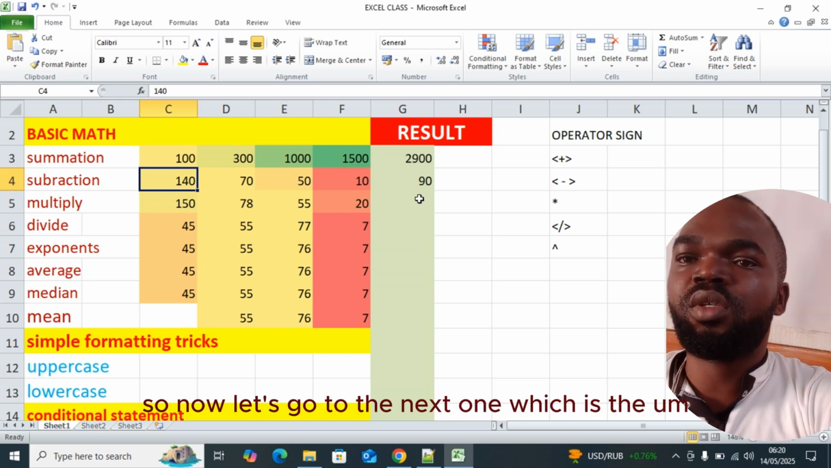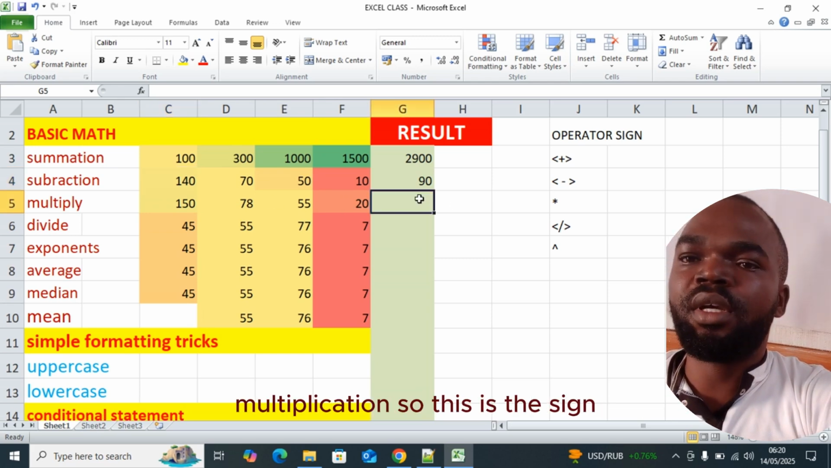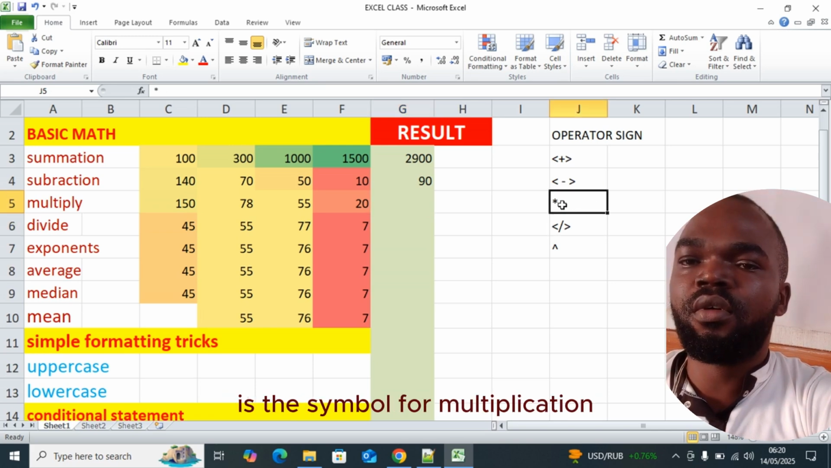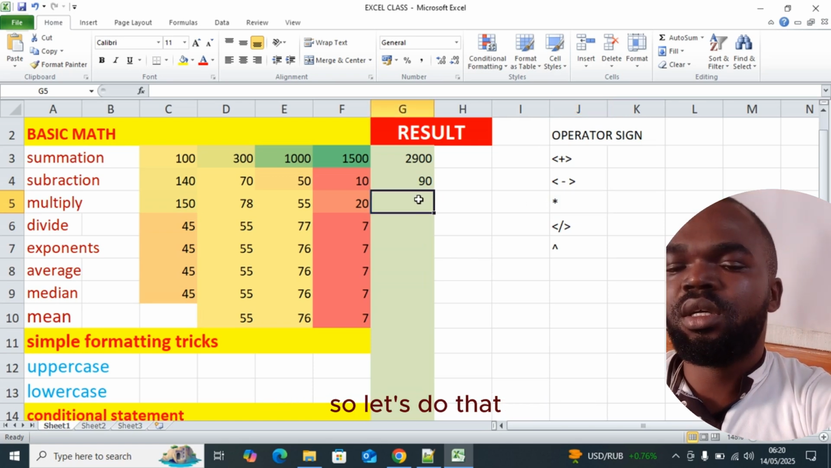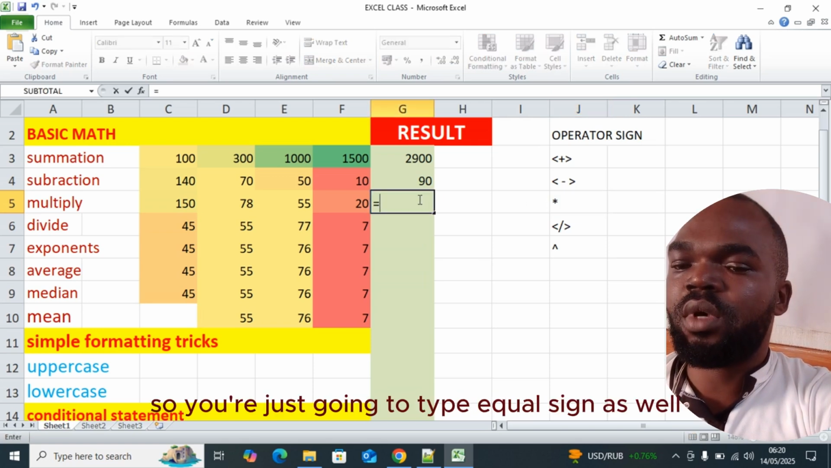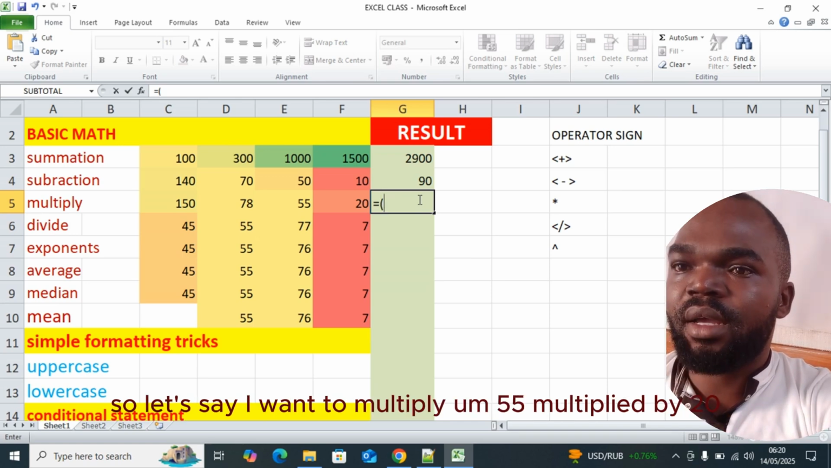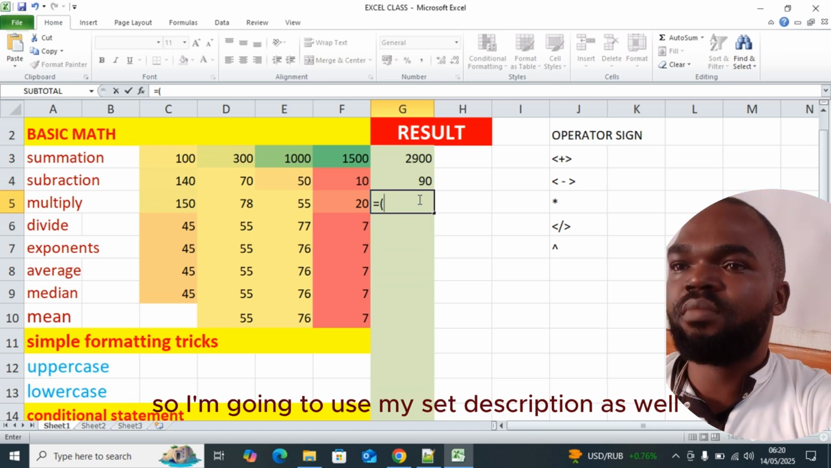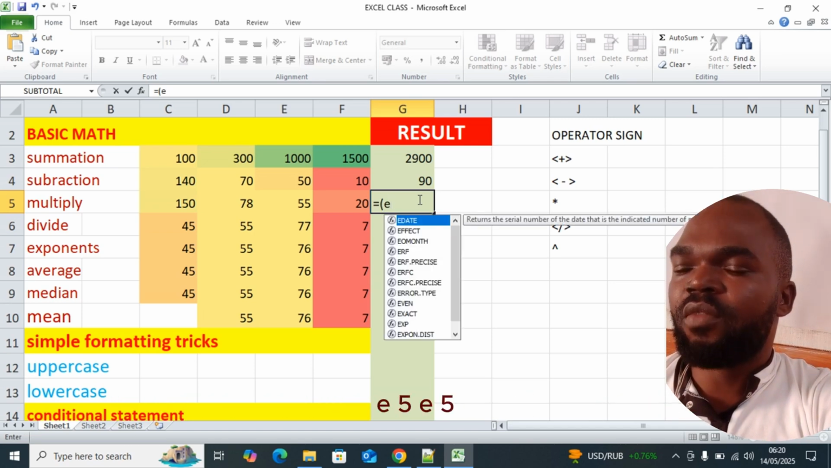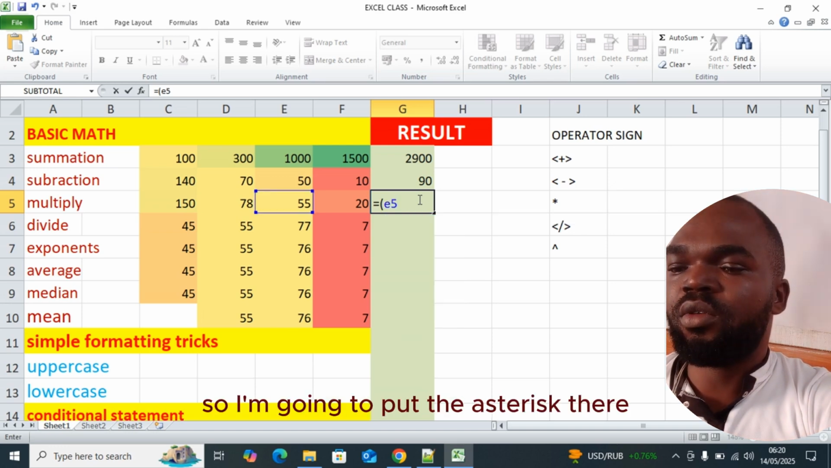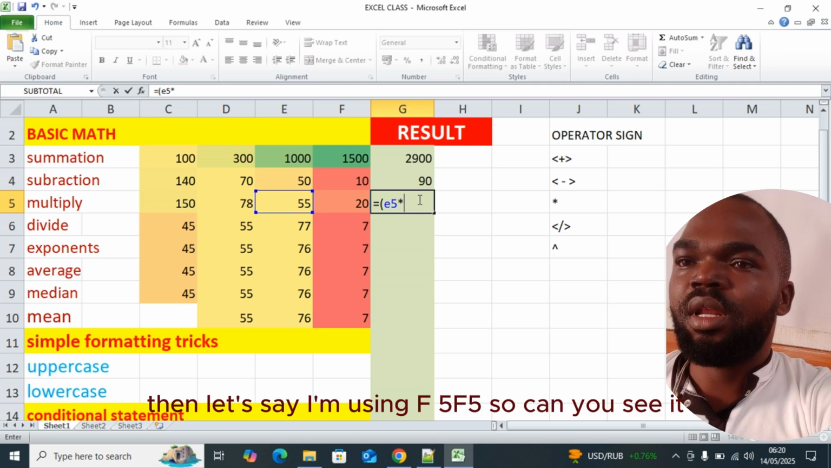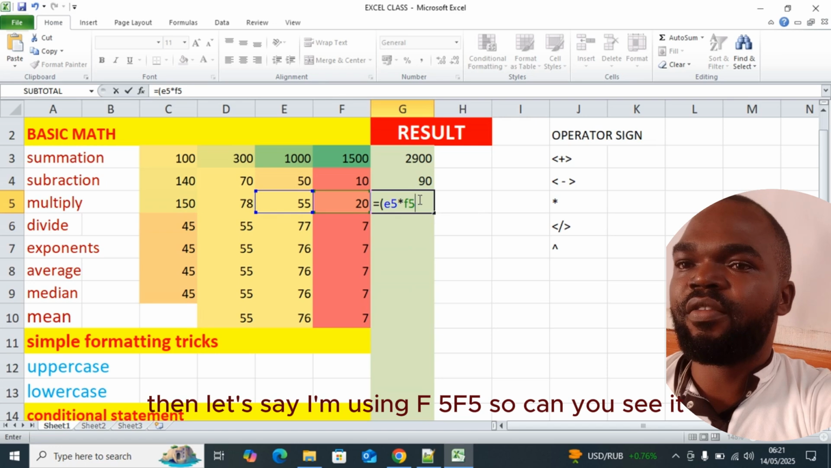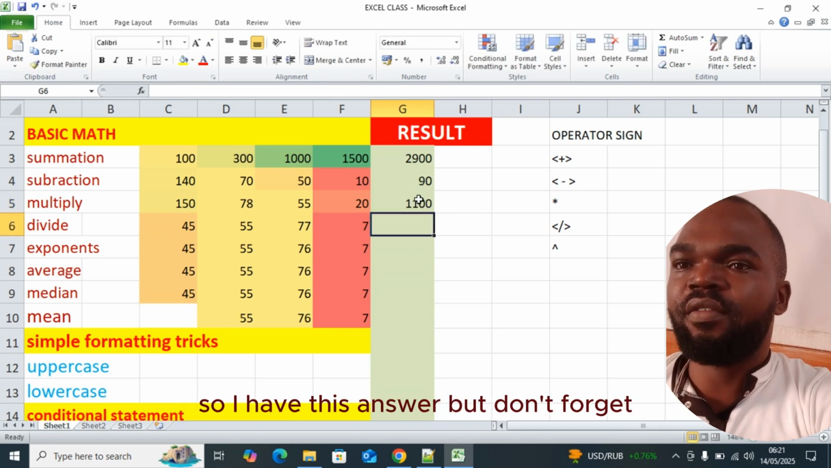So now let's go to the next one, which is the multiplication. So this is the sign. This one that looks like the asterisk is the symbol for multiplication. So let's do that. You are just going to type the equal sign as well. So let's say I want to multiply 55 by 20. So I'm going to use my cell description as well. E5, A5. So I'm going to put the asterisk there, the symbol. Then let's say I'm using F5, F5. So can you see it? So I have this answer.